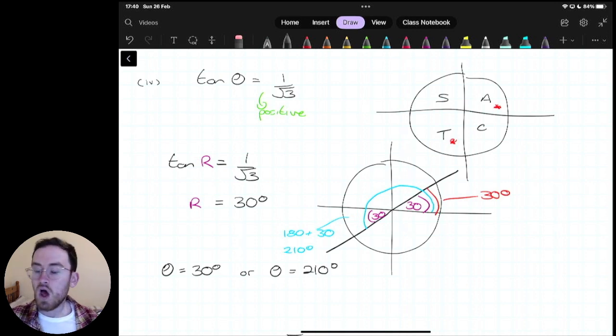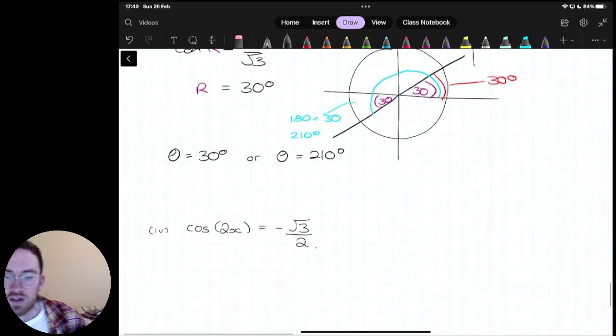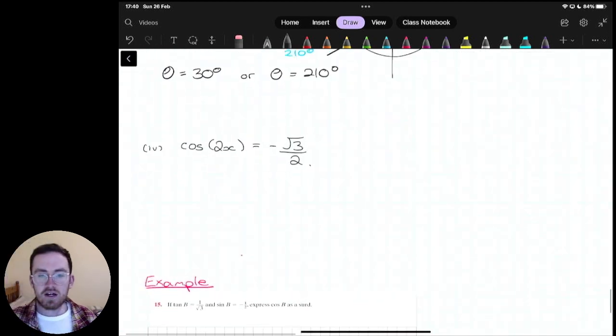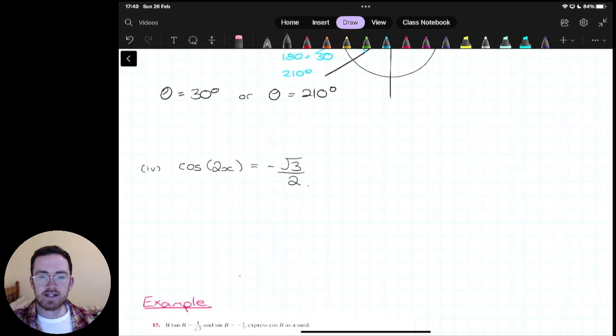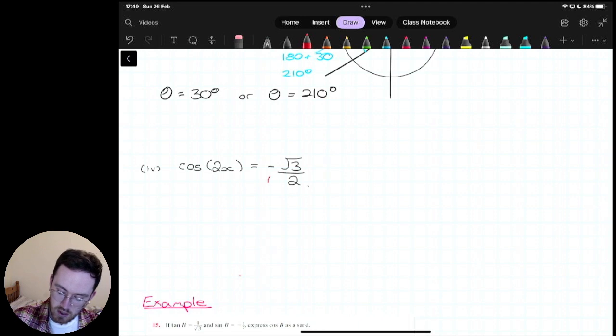Okay. There is another type of question that we need to explore, and it's this one here. Cos of 2x is equal to minus root 3 over 2. Okay, so we're going to approach it in the same way. So first of all, we look at the sign. We see that the sign is negative.